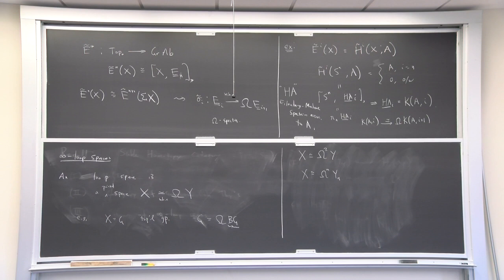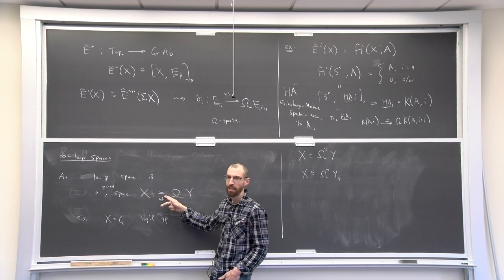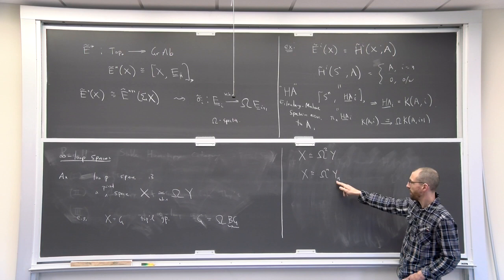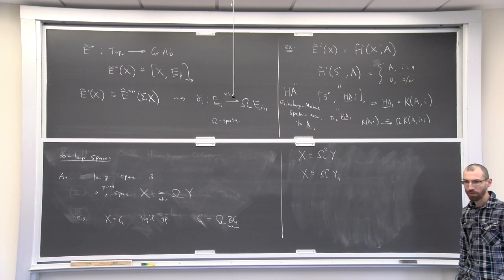But now here's where things get a little confusing. Being a loop space is not a property, it's a structure. The structure is the choice of this equivalence and the choice of the delooping. So if I'm saying I'm an n-fold loop space, or an infinite loop space, I have to have a choice of a bunch of these structures, but for every n, they should be compatible.